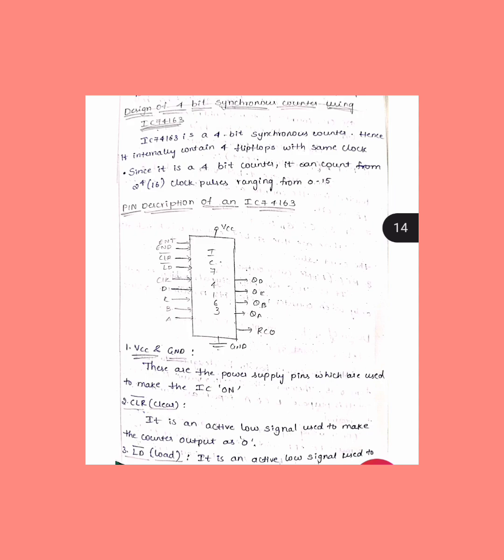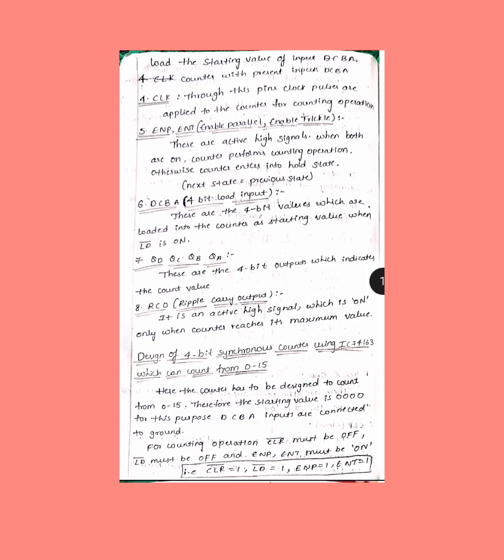And then we have the enable P and enable T pins. These are the two enable pins. These are active high signals. So only when both are on does this counter start counting. Otherwise, the counter enters into hold state. What is a hold state? Next state will be equal to previous state.